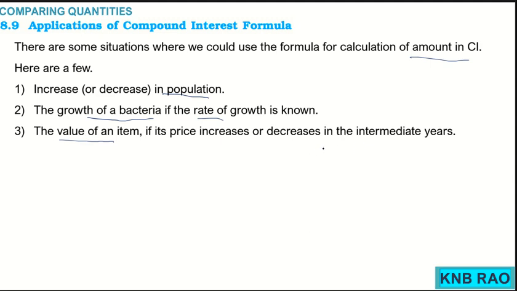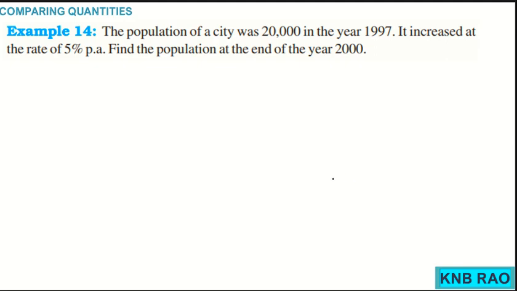Even the depreciation of any goods that we normally use, for example, a purchased car will have depreciation every year. So that would be a compounded rate of depreciation. Now let us solve some questions based on these applications. First, we are solving example number 14.